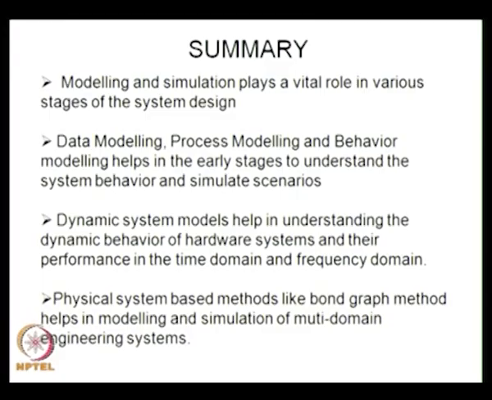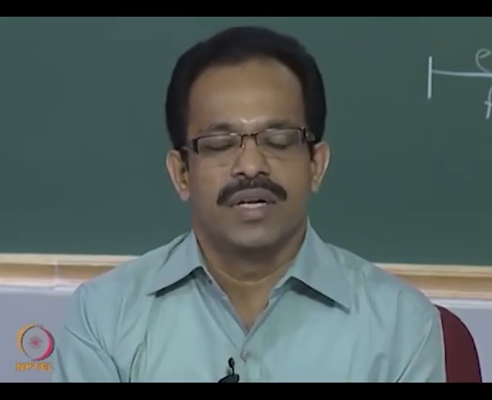Mathematical modeling can be used, or we can go for physical system based modeling like bond graph methods. The bond graph method helps in modeling and simulation of multi-domain engineering systems. That concludes this lecture on modeling and simulation. Whatever we discussed is not complete. We have so many other modeling methods and techniques used by various engineers and in various industries, but this gives you a brief idea of how modeling tools help system designers in designing their systems, optimizing the system behavior and refining their designed systems.